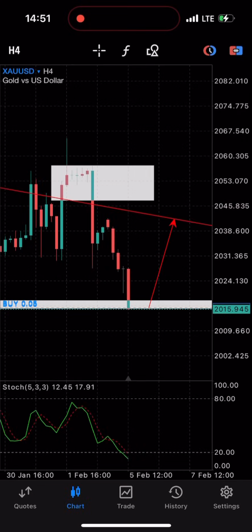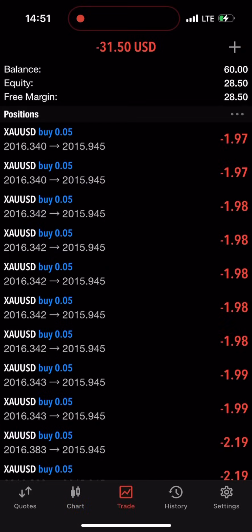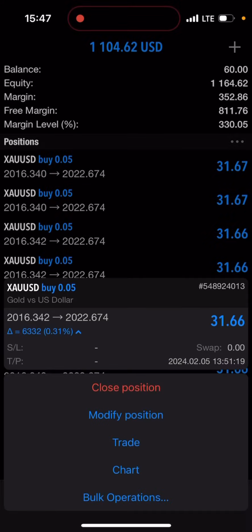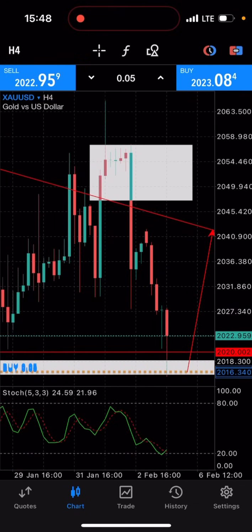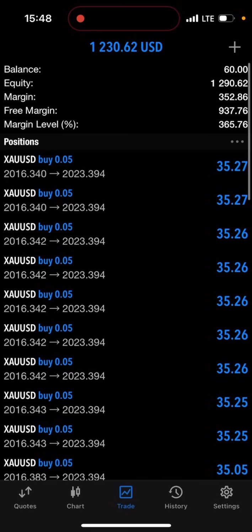So guys, let's see how the market is gonna move. A few minutes later. So guys, here is ZAR USD, our trade now running over $1,000 profit. See the way the market just spiked up, and our trade is running $1,230 profit.